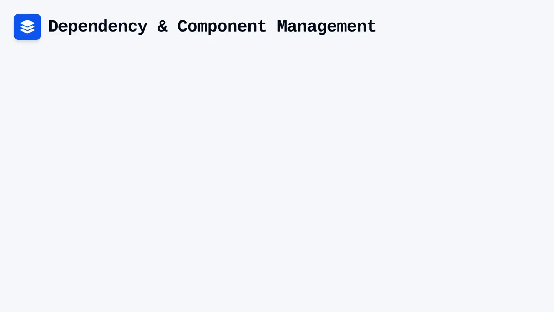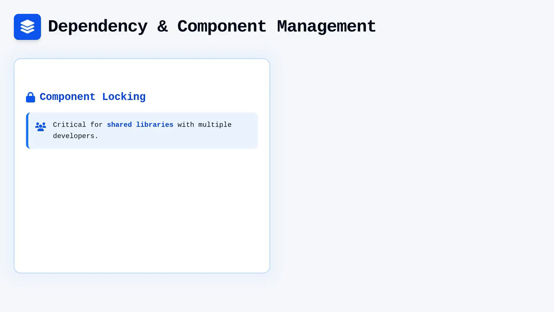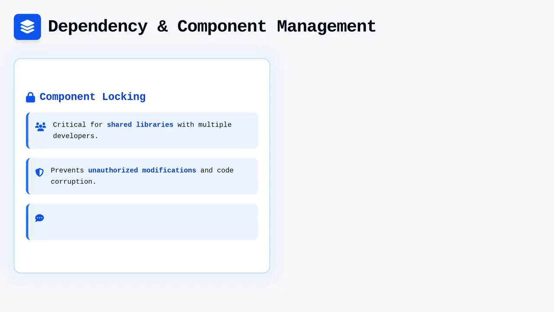Dependency management is inextricably linked to how we handle the life cycle of our components. Blue Prism provides us with mechanisms like component locking, which is essential when multiple developers are working within the same shared library. By locking a component, you communicate intent to other team members, thereby preventing unauthorized or concurrent modifications that could lead to code corruption or version divergence.